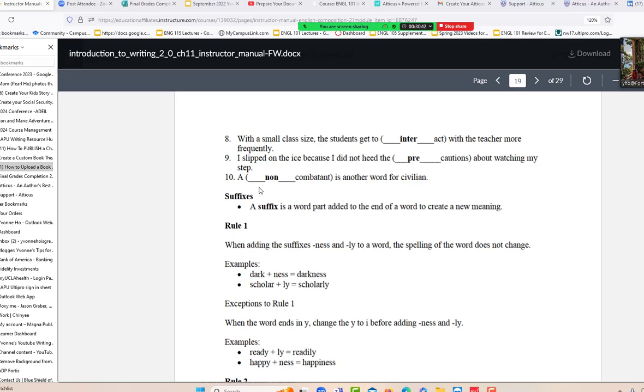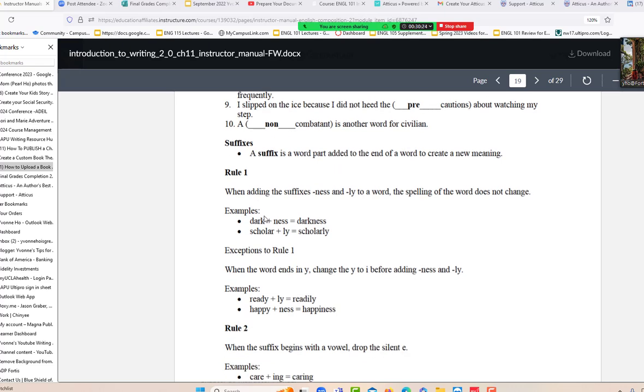A suffix is a word part added to the end of a word to create new meaning. It also changes the part of speech as well. So if I say dark, that's an adjective. But if I add ness, darkness becomes a noun. If I just write scholar, it's a noun. If I add ly, scholarly becomes an adverb. So when adding the suffix ness and ly to a word, the spelling of the word does not change.